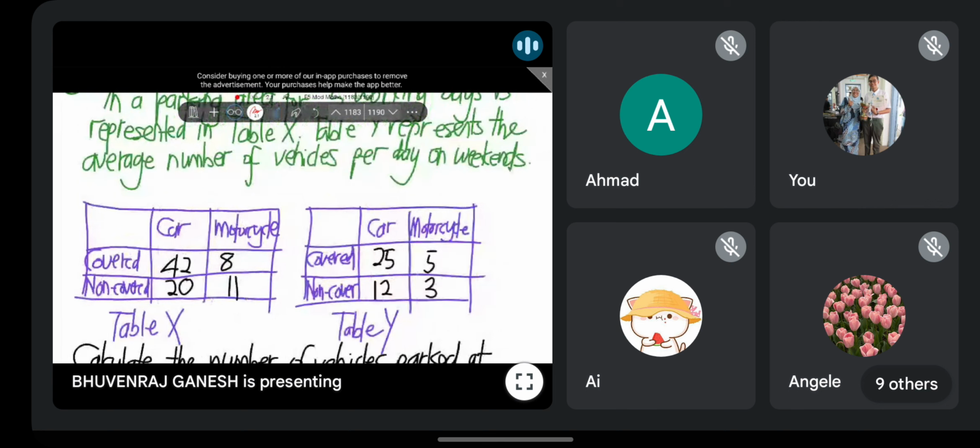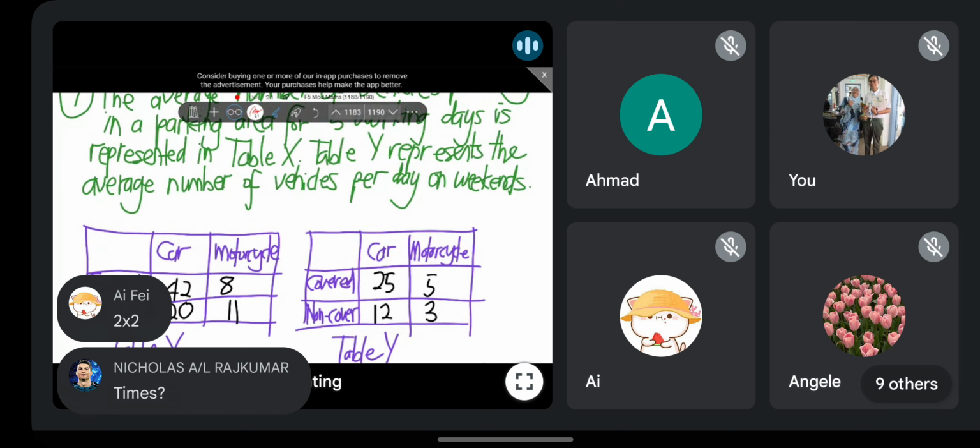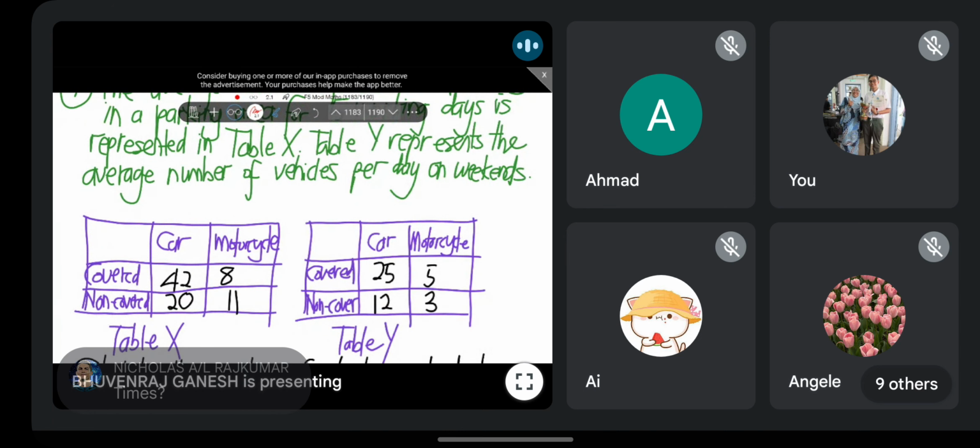What is the order of the matrix you're going to use over here? Can you all tell me? Apa peringkat matrix kamu akan guna? I think you can notice it directly from the question itself. Yes, you can see that there are 2 rows, 2 columns. So that means it is a 2 times 2 matrix. Dua baris, dua lajur.